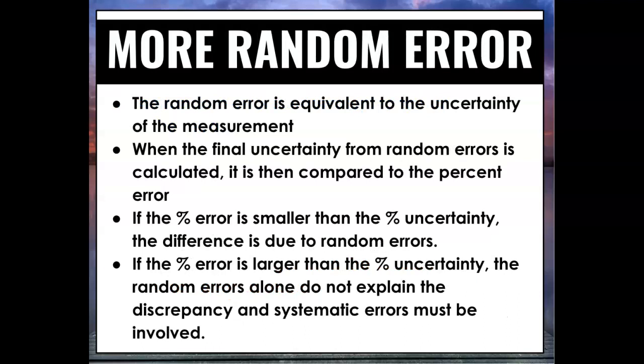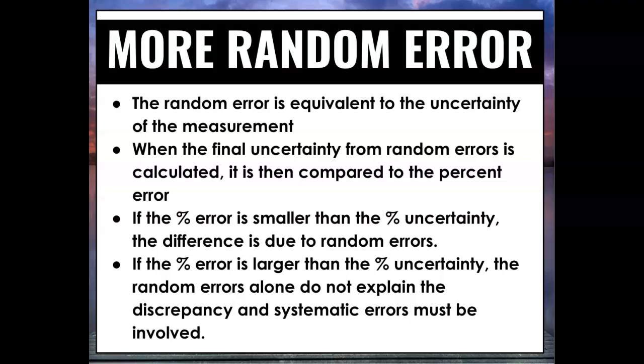So random error is equivalent to the uncertainty of a measurement. When you're calculating the uncertainty, the final uncertainty of random error is calculated and then compared to the percent error. So you need to calculate the percent uncertainty and you also need to calculate the percent error in your data. If the percent error is smaller than the percent uncertainty, the difference is obviously due to random errors, which means that you're in the clear. You just need to determine what those random errors are.